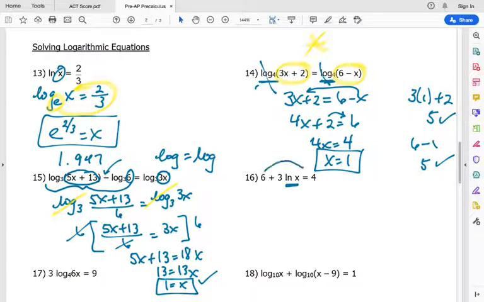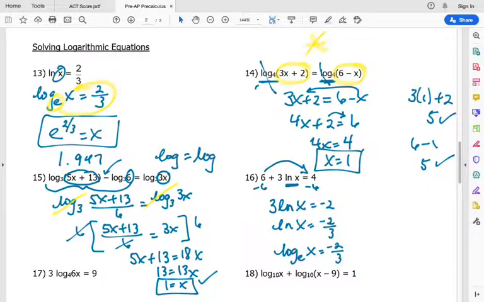All right, number 16, we need to isolate this. So the first thing I'm going to do is move the 6 over by subtracting it. So that gives me 3 natural log of x equals negative 2. Divide both sides by 3, so I get the natural log of x equals negative 2/3. Remember, that's the same thing as log base e of x equals negative 2/3. So since the variable that I'm solving for is an argument, I have to convert it to an exponential function. So this will become e to the negative 2/3 equals x. And that's my exact answer.